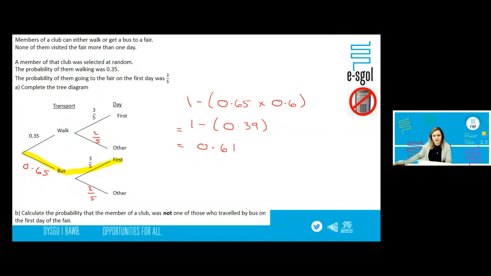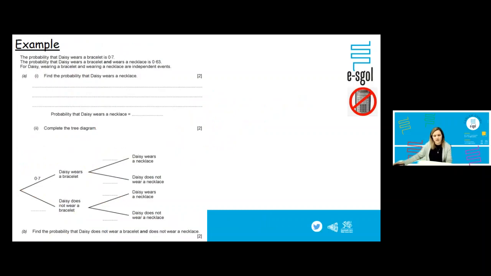So we got one more style of question to have a go at. So still probability trees, but worded in a slightly different way. So let's have a read of this one. So the probability that Daisy wears a bracelet is 0.7. Quite nicely, that's on the diagram for us already. So I'm going to put 0.3 on the other branch to make that equal 1.